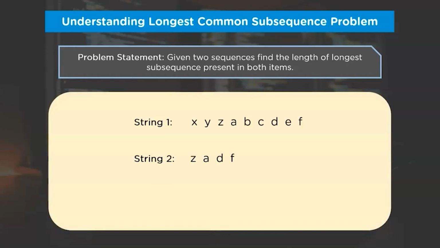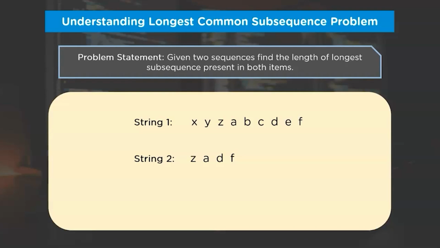Let's consider these two strings present on our screens. We'll try to find out the LCS for both of these strings here. We'll try to map patterns present in string 2 to string 1. Now let's pick the first character in string 2, that is Z.